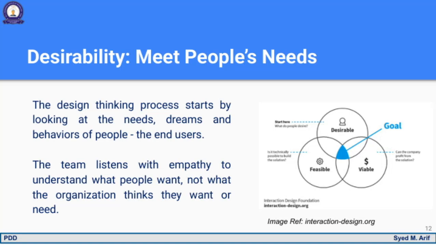Now, let's talk about the starting point of the design thinking process. It all begins with understanding the needs, dreams, and behaviors of the people who will actually use the product or service, the end users. Instead of jumping straight to solutions, we take a step back and really observe and listen. It's crucial to approach this with empathy, meaning we genuinely try to see the world from their perspective. We want to understand what they truly want and need, not just what we think they want or what the organization assumes. This focus on desirability is about meeting people's needs in a meaningful way.